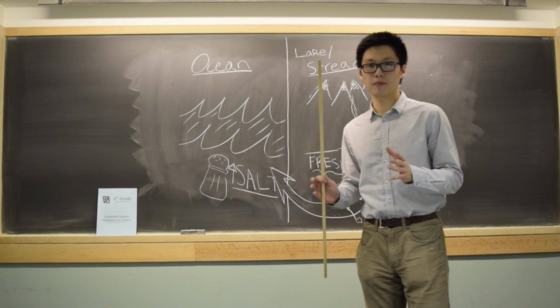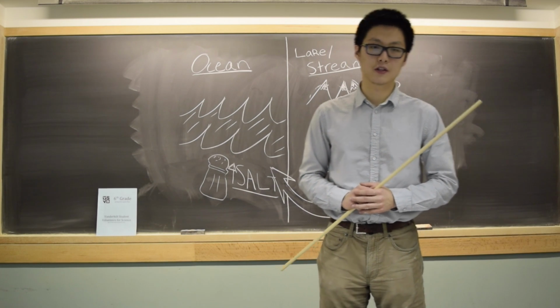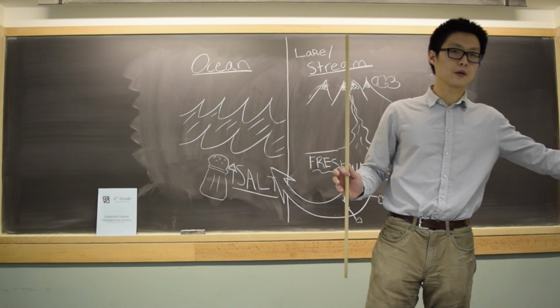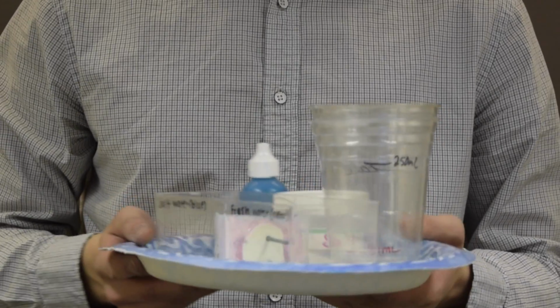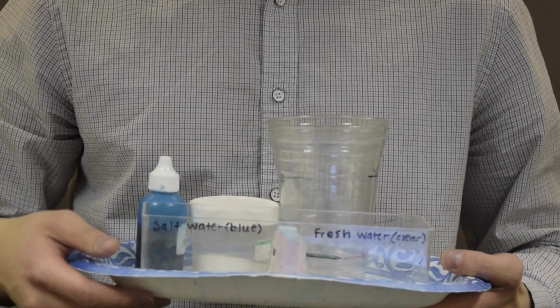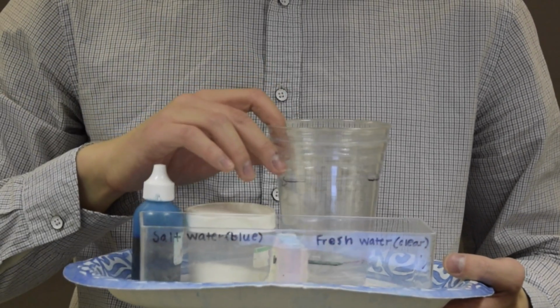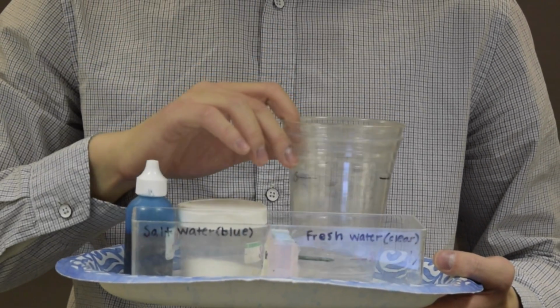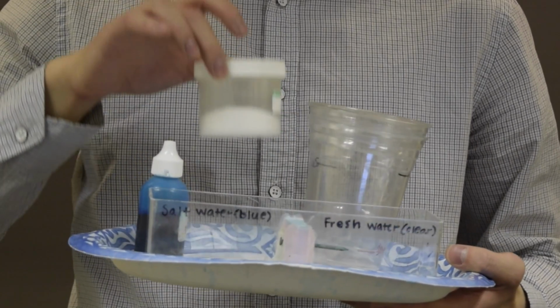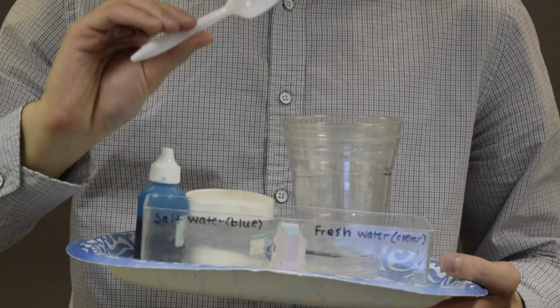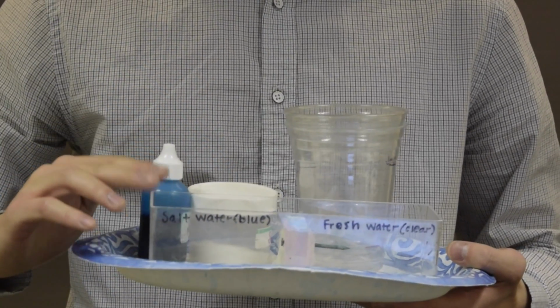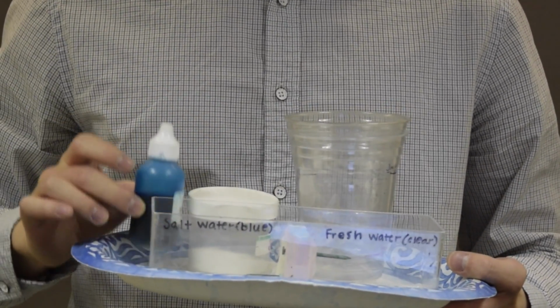Now we're going to do an experiment to actually investigate the behavior of salt water. You should split the students up into groups, and for each group you should pass out the following materials. Each group should have two 16-ounce cups to be filled with water, one container of salt, one spoon, one plastic container, and one vial of food coloring.